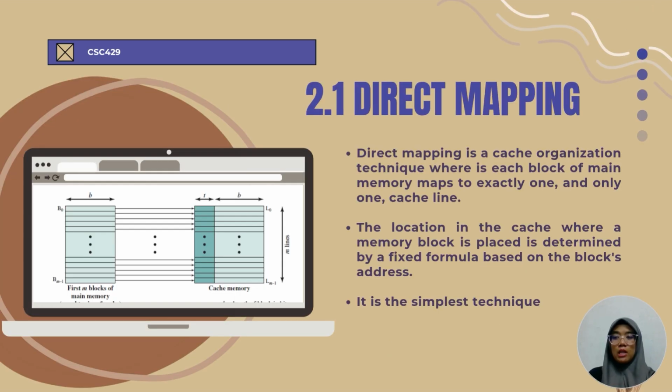Direct mapping is the most straightforward cache organization technique. In this method, each block of main memory maps to exactly one block in the cache. That means a specific memory location has only one place it can go in the cache. This placement is determined by a fixed formula based on the block's address, as shown in the diagram. Because of its simplicity, direct mapping is fast and easy to implement, but it can lead to more cache misses compared to the other methods, especially when multiple memory blocks compete for the same cache line.